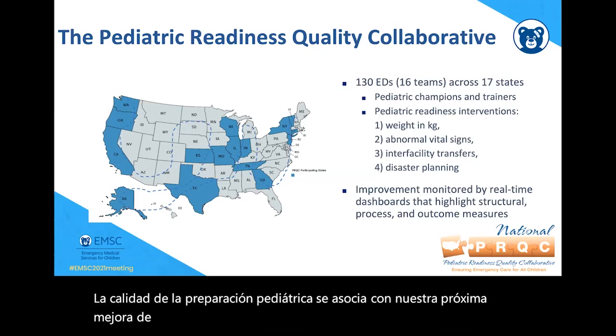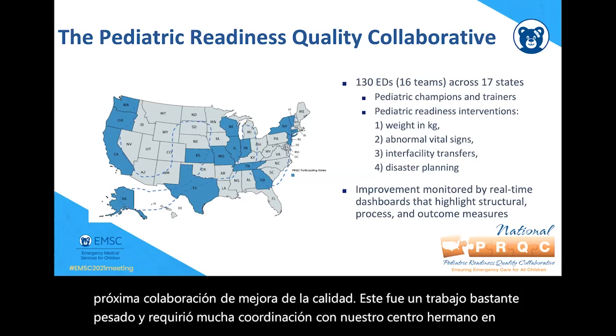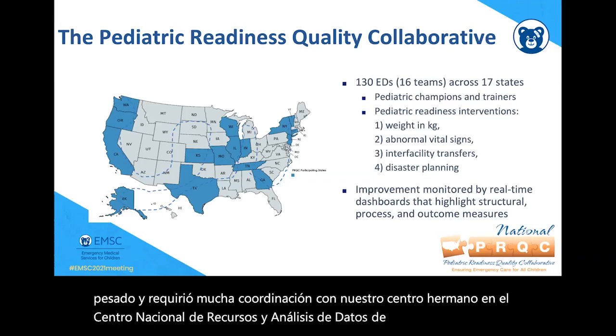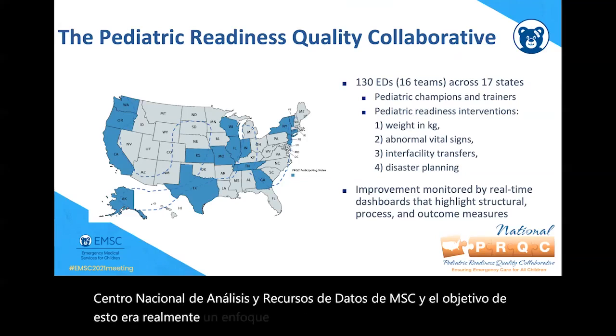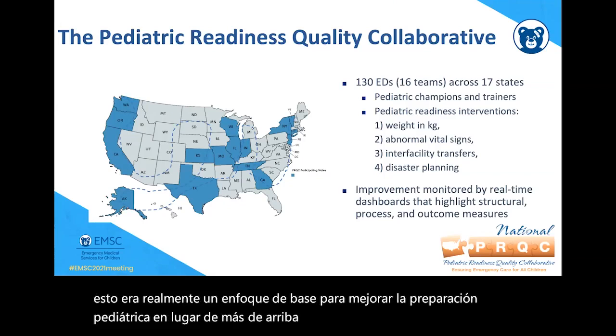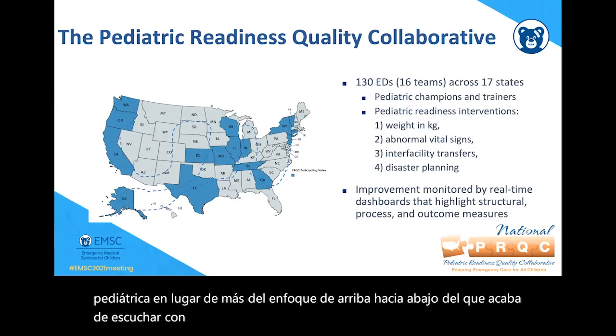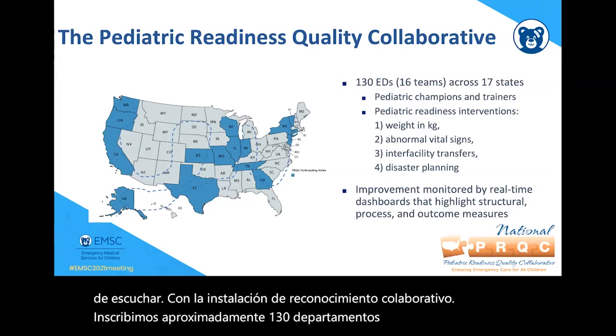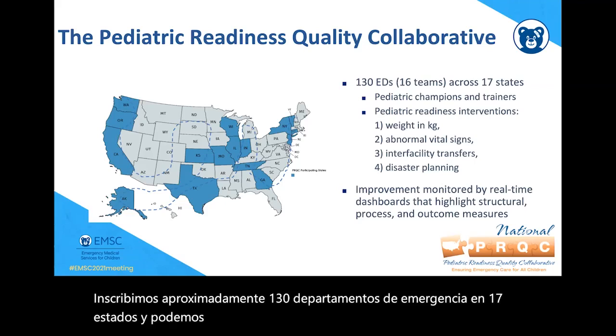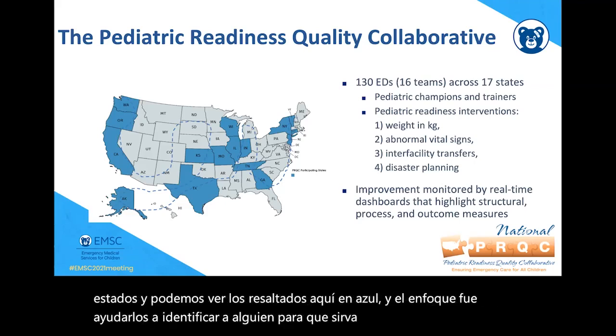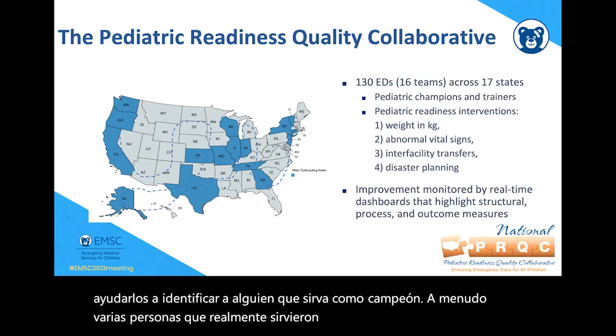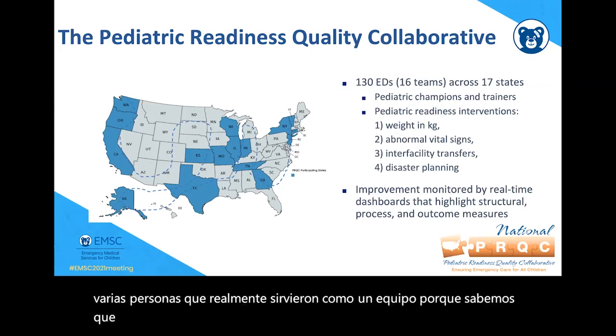This was a pretty heavy lift and required a lot of coordination with our sister center at the National EMSC Data Analysis and Resource Center. And the goal of this was really a grassroots approach to improving pediatric readiness, as opposed to more of the top-down approach that you just heard about with the Facility Recognition Collaborative. We enrolled approximately 130 emergency departments across 17 states, and you can see those highlighted here in blue. And the focus was to help them identify someone to serve as a champion, oftentimes multiple people who really served as a team, because we know that having a pediatric champion makes such a huge difference in pediatric readiness overall.